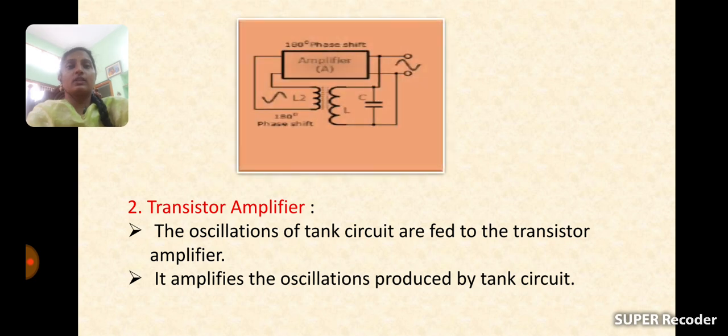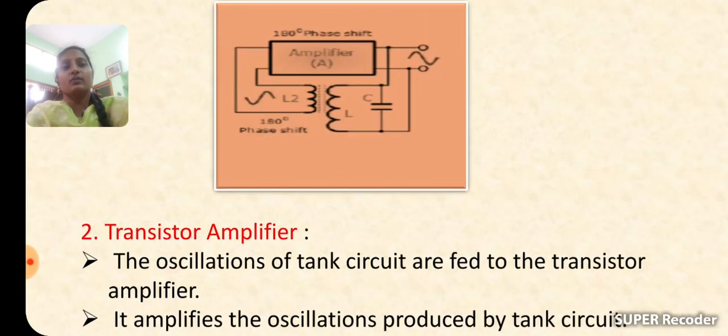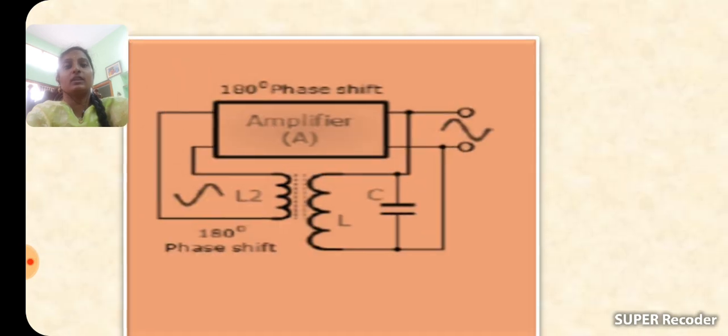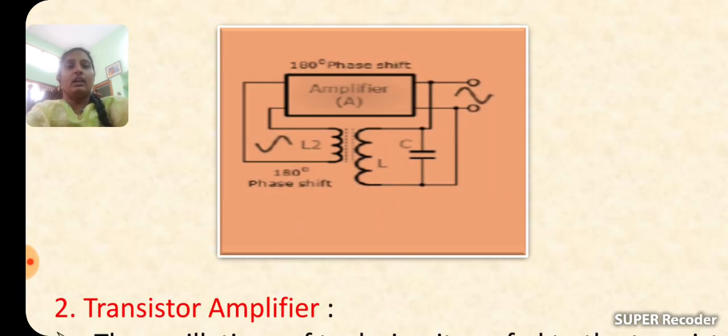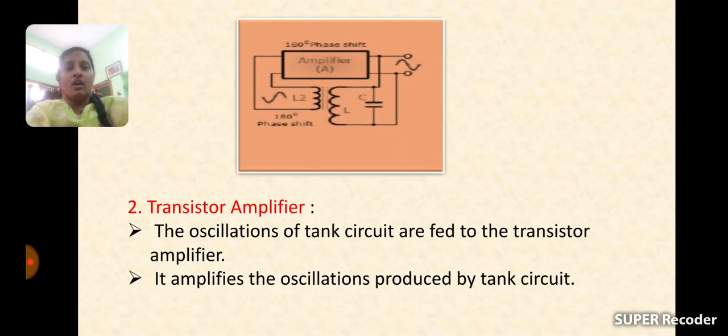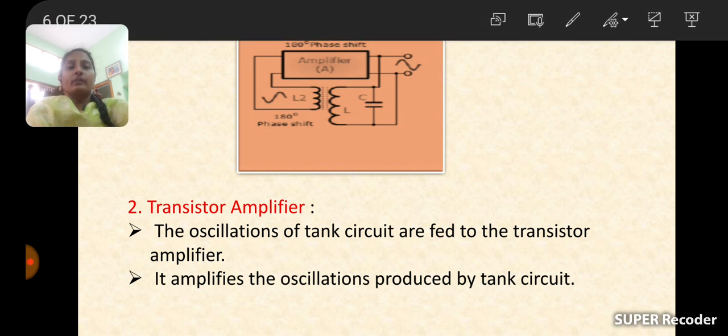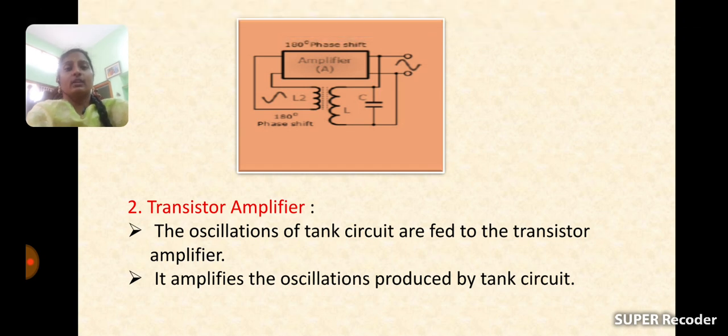And the next one is what? Transistor amplifier. So this diagram will show the amplifier circuit. Already we have seen here, the tank circuit is connected here, this is the feedback network, and that is the amplifier. The oscillations of the tank circuit are fed to the transistor amplifier. It amplifies the oscillations produced by the tank circuit.